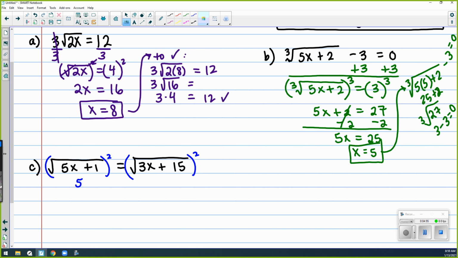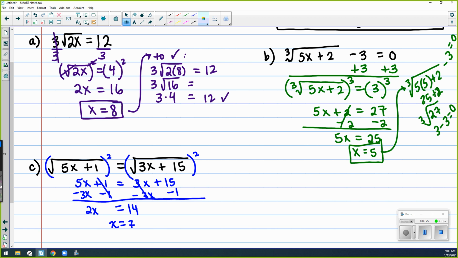I have 5x plus 1 because the square and the square root canceled, equals 3x plus 15. Again, because the square and the square root canceled. I'm going to get my letters to the left. I could also say that I moved the smaller of my two variables. And then I'm going to subtract 1 on both sides to get my constants on the other. And 15 minus 1 is 14, making x equal to 7.